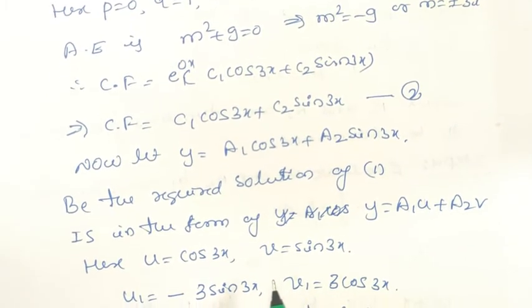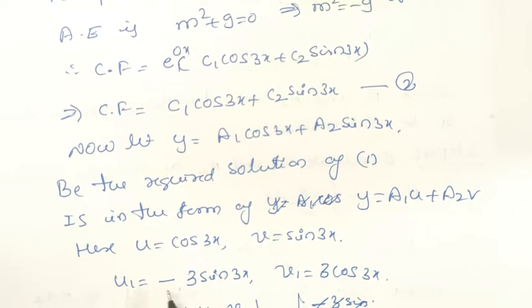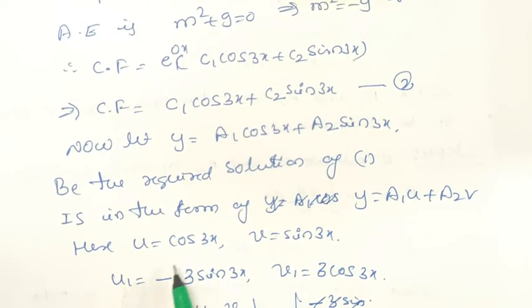While finding w, we need u dash and v dash, or u1 and v1. So u1 is the derivative of cos 3x, that is minus 3 sin 3x.